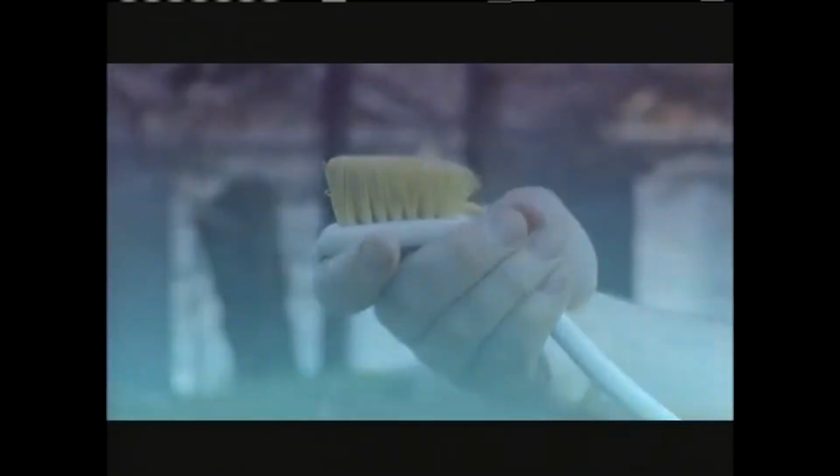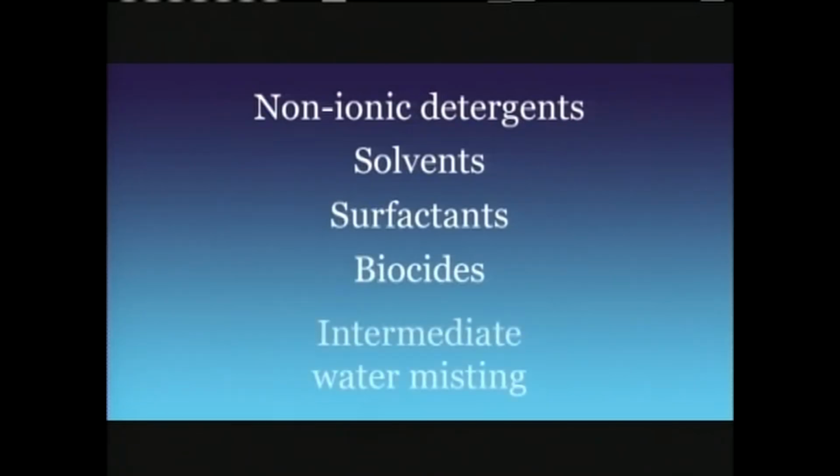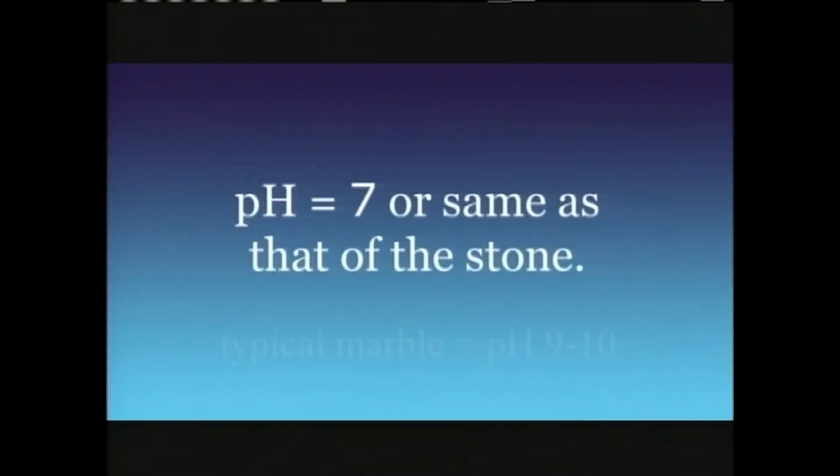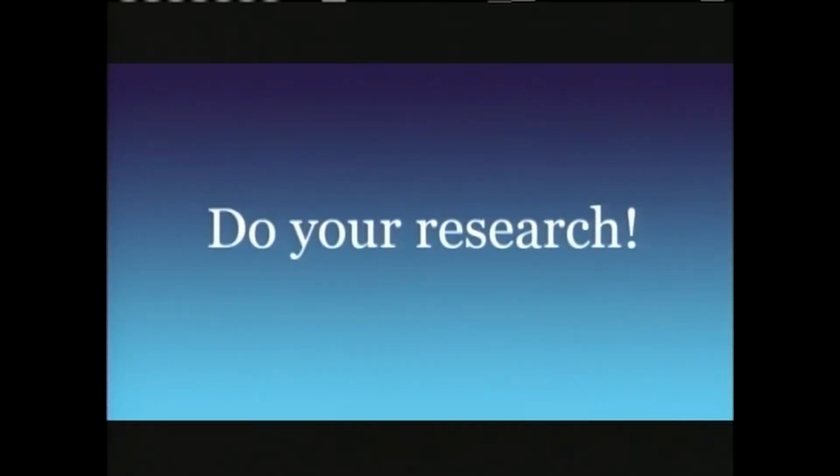For chemical cleaning, acceptable products are non-ionic detergents, solvents, surfactants, biocides, and intermediate water misting. When looking for the right type of cleaning products to use, try to find a non-ionic detergent or a product containing biocide with either a neutral pH or a pH similar to that of the stone you're cleaning. We can learn more about the cleaners by reading the product literature and the material safety data sheets.